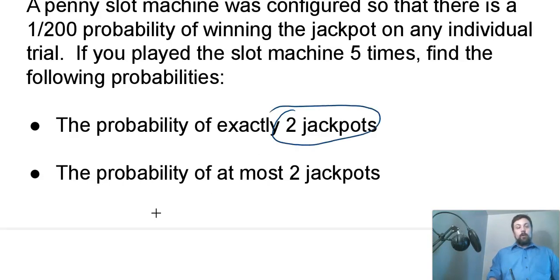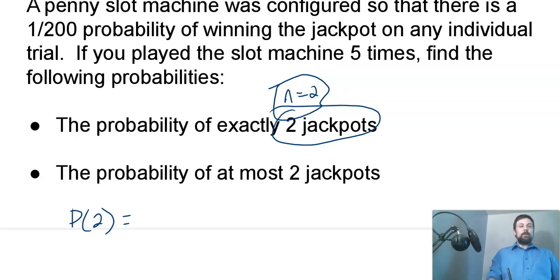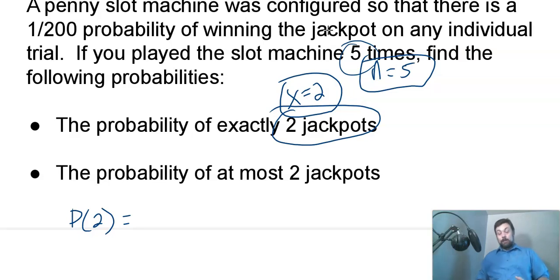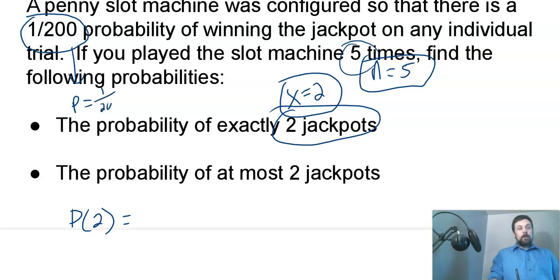And so 2. We want to find the probability. So I'm going to do this one first down here. The probability of getting exactly 2, right? So X is equal to 2. Sorry for the confusion. N is equal to 5, right? We're playing the slot machine 5 times. That's the number of trials. Hitting the jackpot is the success, right? That's the success. X is equal to 2. And the probability on any one trial of hitting the jackpot is 1 out of 200. So that's the value for P, 1 over 200.